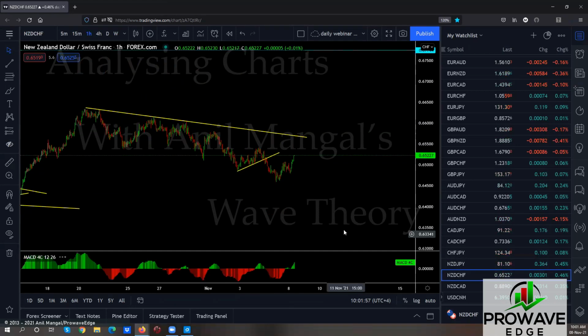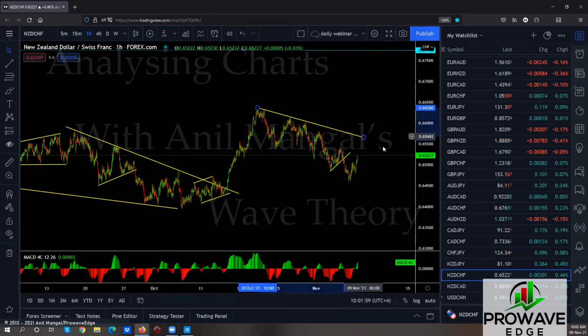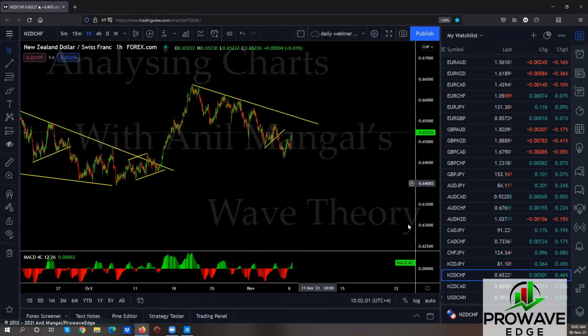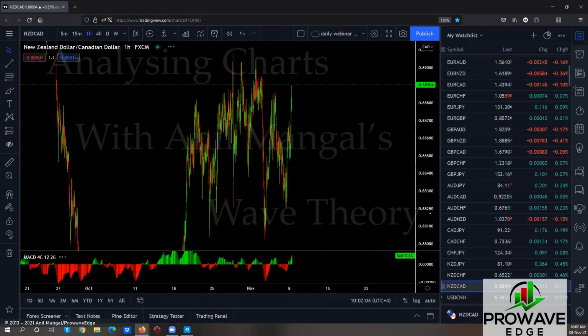New Zealand Swiss, look for a buy setup. I think you can see that. Look for flags here to buy. New Zealand CAD.